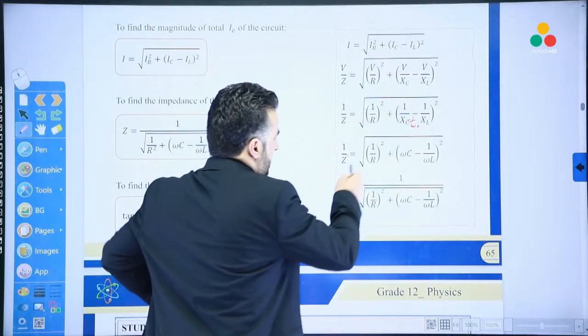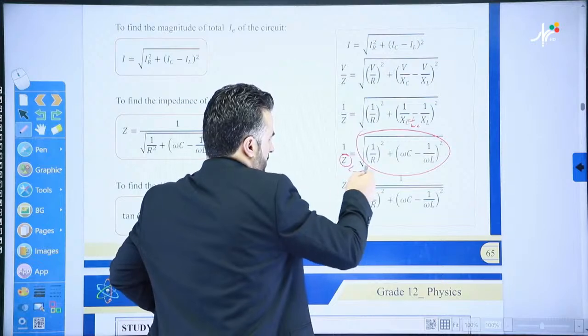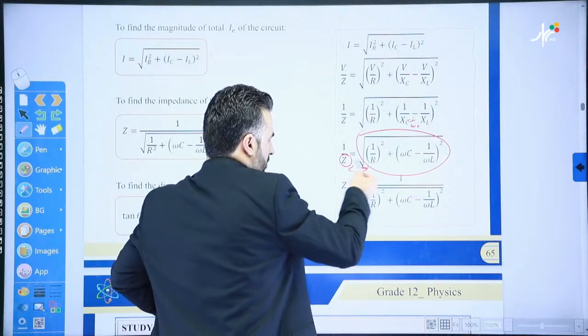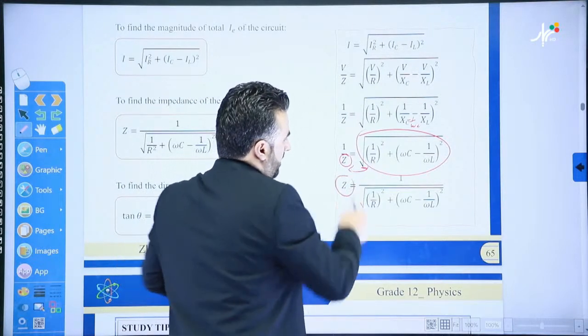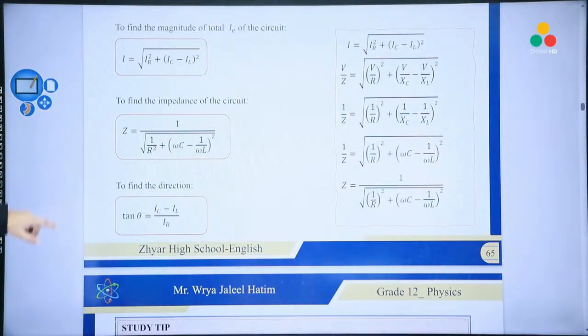Then we want Z here, yeah? So of course you can bring all this, or cross multiply, or just swap their places. So you bring this one right here, take Z to the other side. This is what you get as a result, and that is basically the total impedance of the circuit.